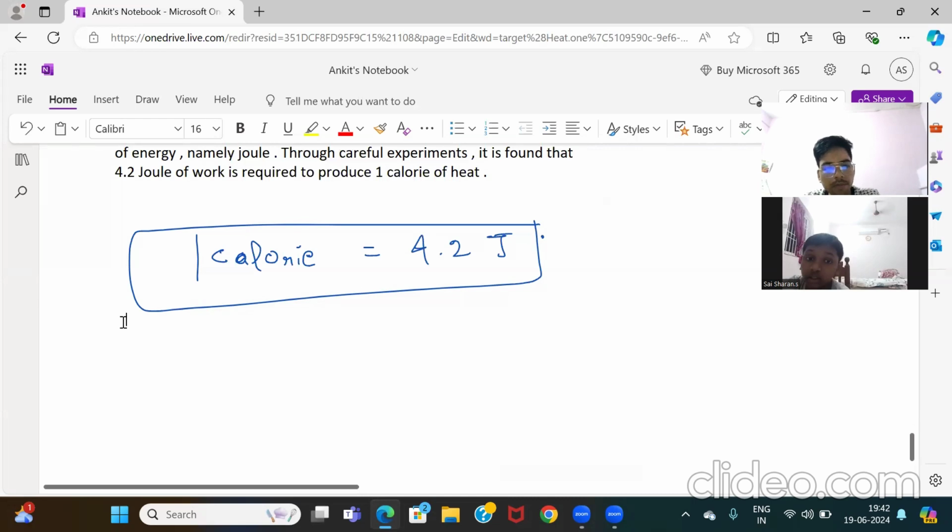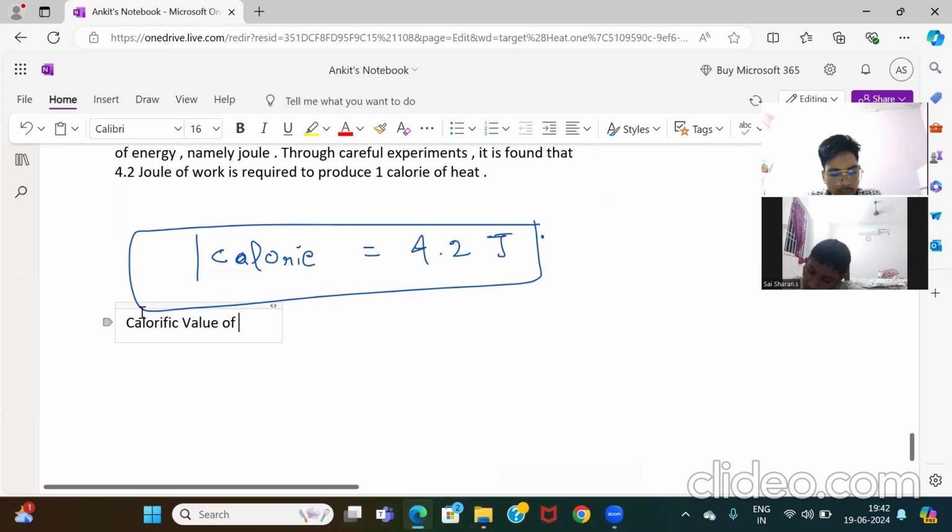Now write down. What is the meaning of calorific value of fuels? What is the meaning of this term?